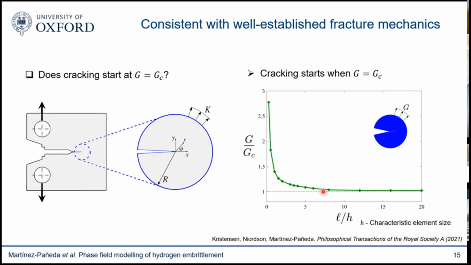In particular, it seems that you need 7-8 elements to resolve your length scale. But that's easy because we know the value of the length scale. So we just need to pick our finite element mesh 8 times thinner than that. So this seems to be good news.